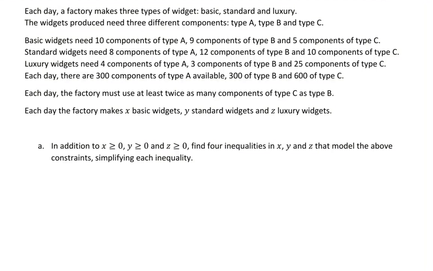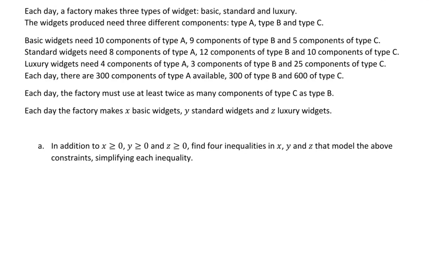So in this video, we're going to go through an example of going from a 3-variable problem down to a 2-variable problem. So let's read this through. Each day, a factory makes 3 types of widget. Now, just so you're clear on this, a widget just means a product that the company makes. And there are 3 types. There's basic, standard, and luxury.